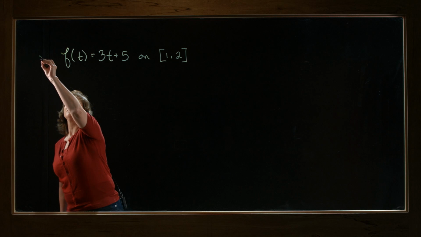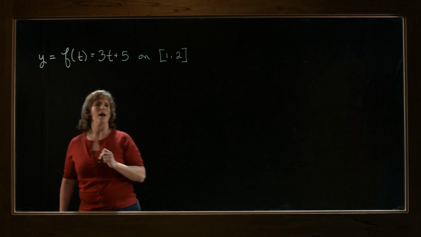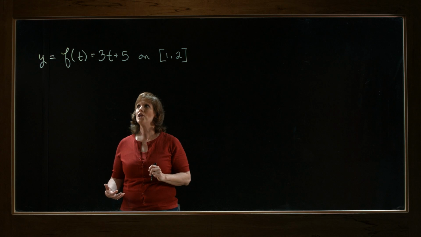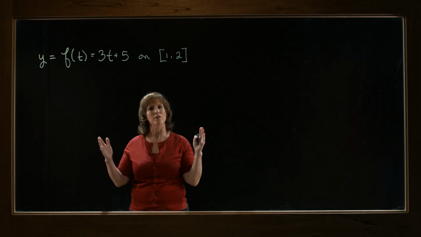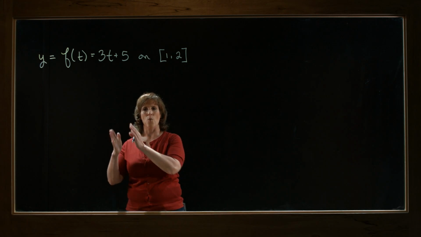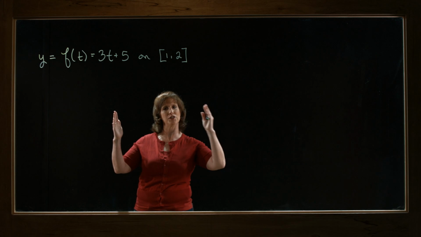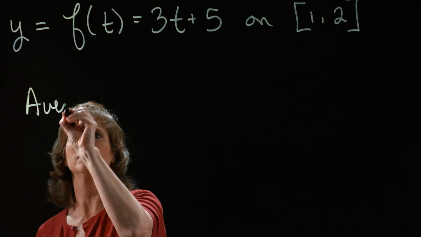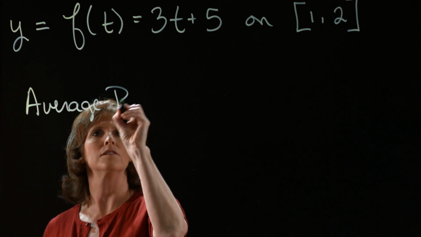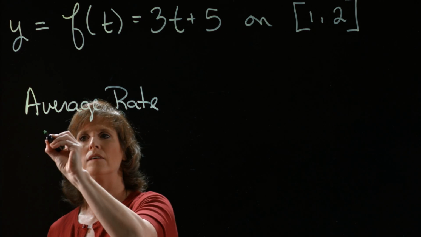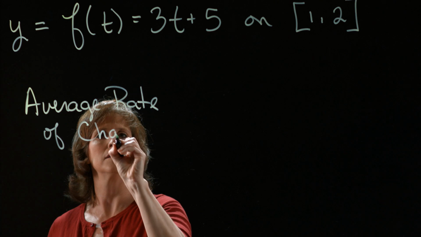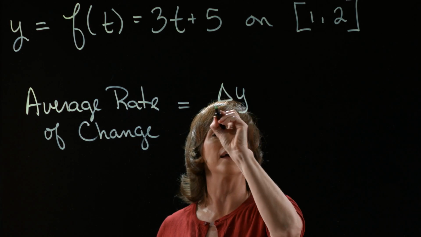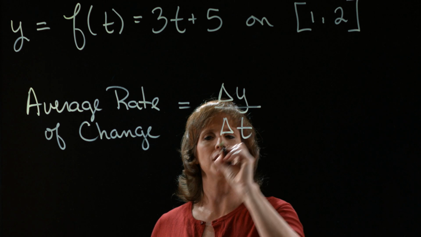Well, I'm going to add a little notation here. I'm going to let y equal f of t. Now, when you think of the average rate of change, you want to know how this function is changing over an interval. Think of it as looking at a video. What's happening from one time period to the next time period? So the average rate of change is equal to the change in y all over the change in t.